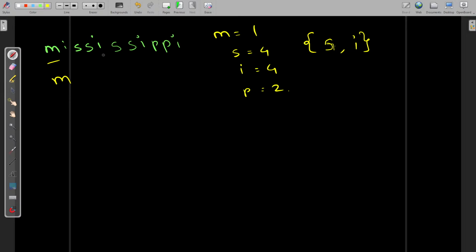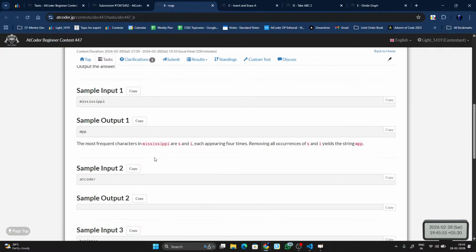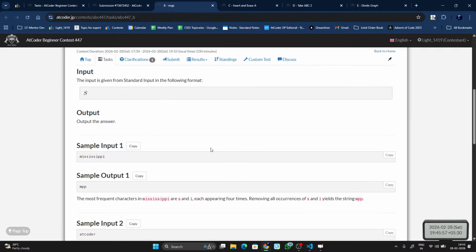Is S a part of set? Yes, so we will not print it. Again S, it's a part of set, we will not print it. I is also a part of set. S, S, I. We will not print them because they are part of set. Now is P a part of set? No. We will print P. Again there is a P, so we will print it. Again there is an I, which is a part of set, so we will not print it. So this would be our final answer, MPP. Let's check once. Yeah, so this is our correct answer.